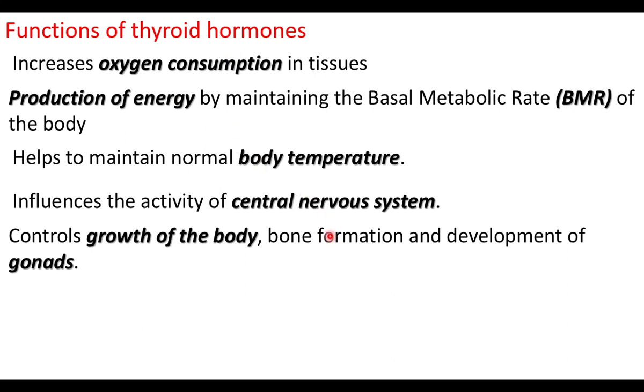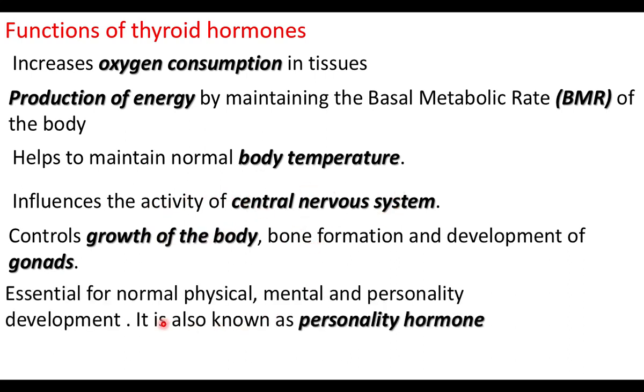So thyroid hormones are related to the growth of the body, and they also influence the development of gonads, the reproductive organs. Thyroid hormone controls both body development and development of the nervous system. So it is essential for physical development and mental activities related to the nervous system. Physical, mental and personality development is influenced by this hormone, so it is called the personality hormone.